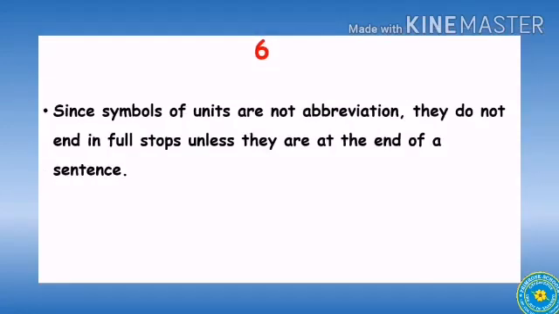Rule number 6 and the last rule. Since symbols of units are not abbreviations, they do not end in full stops unless they are at the end of a sentence. Clear? So, you will not unnecessarily keep a dot after writing the symbol of a unit unless they are at the end of a sentence.